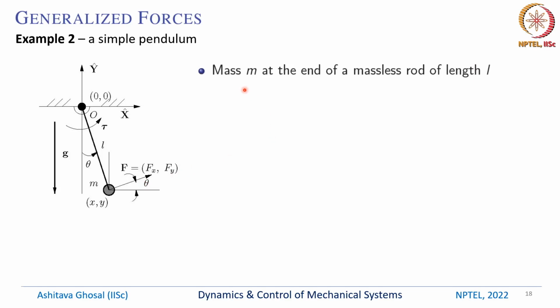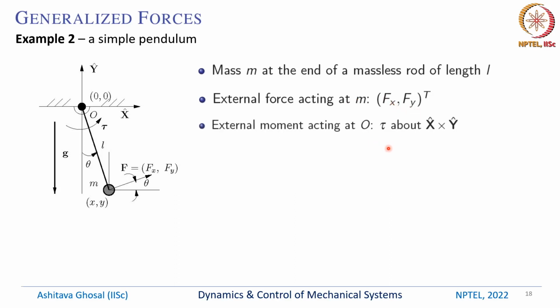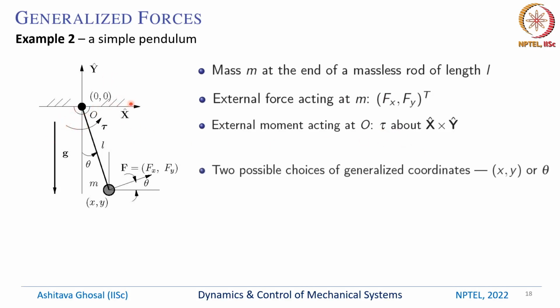So as I said, there is a mass m at the end of a massless rod of length L. The external force acting at the mass m has components Fx and Fy. There is also an external moment acting at O. This is the torque, and it is acting along the z-axis, which is x cross y.